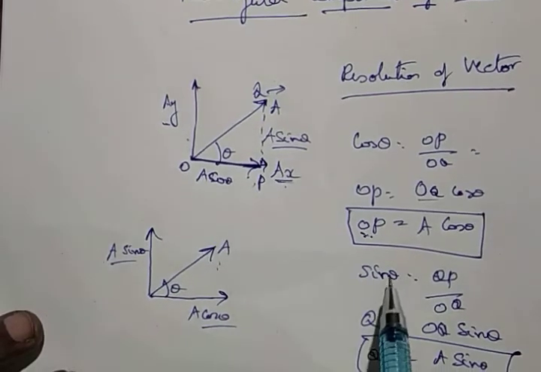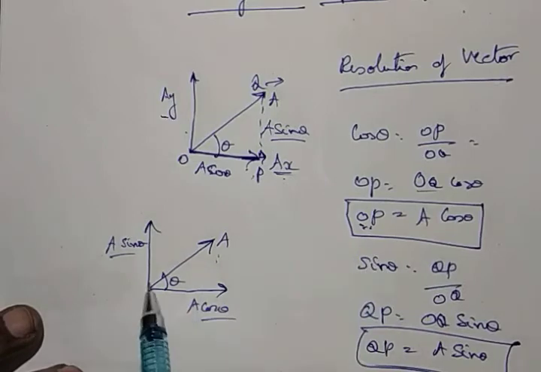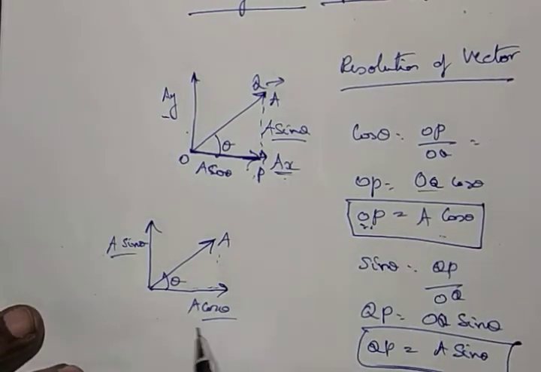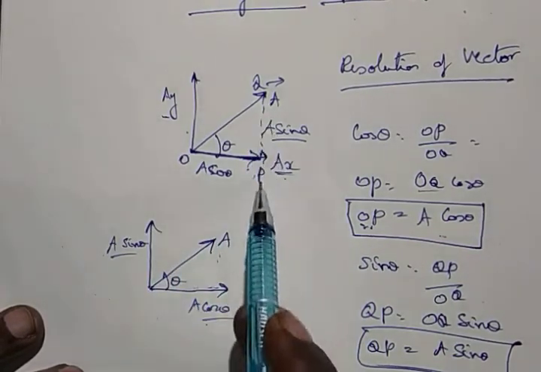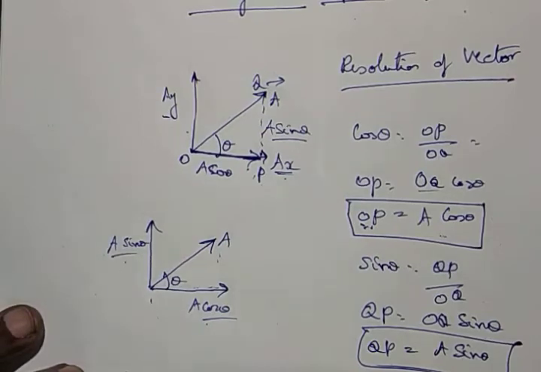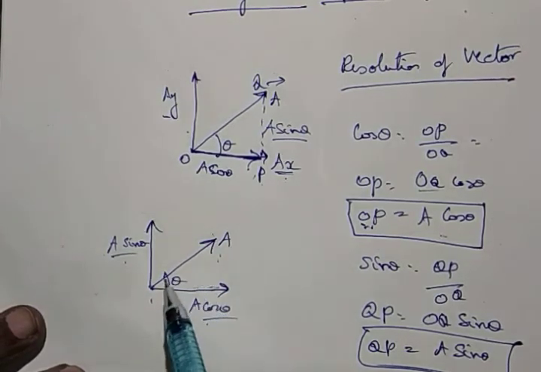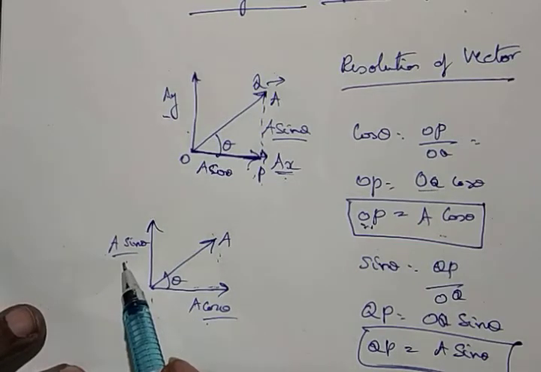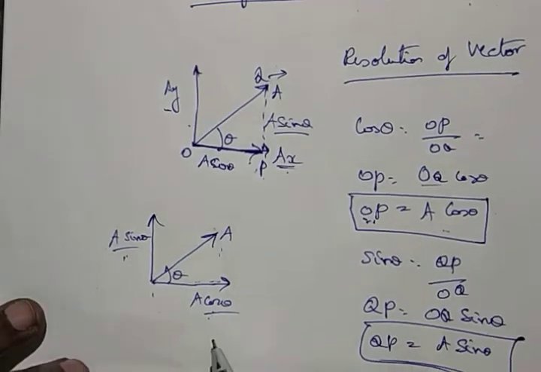We already saw this. OP, this side, is equal to A cos theta, and the perpendicular is equal to A sin theta. So no more can we say this as A; now it is made up of A sin theta and A cos theta.